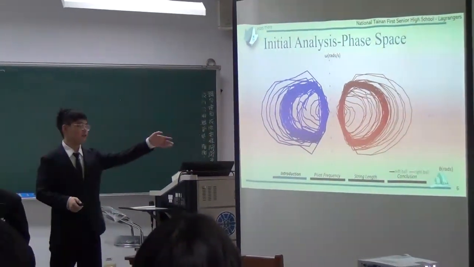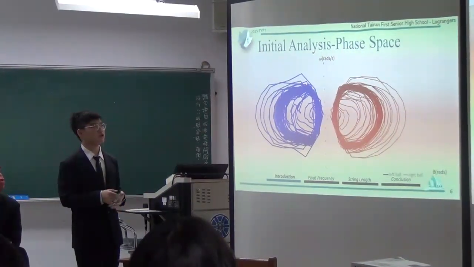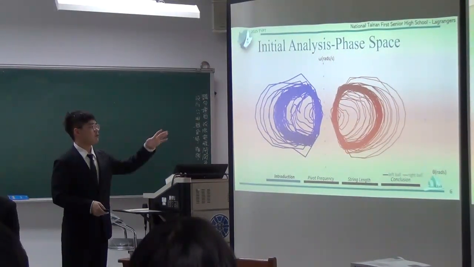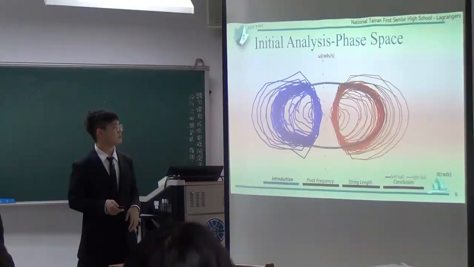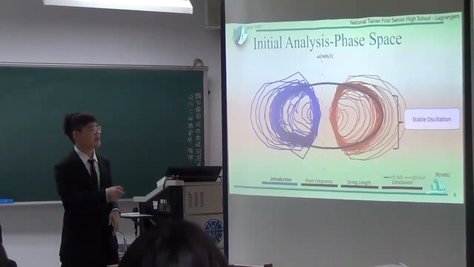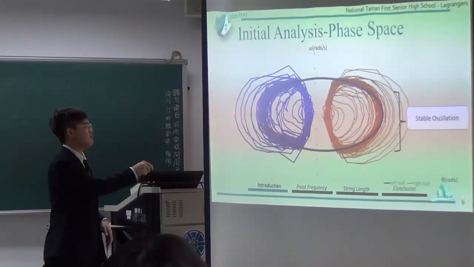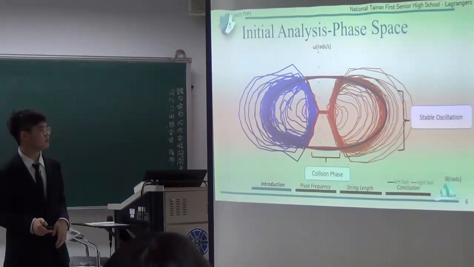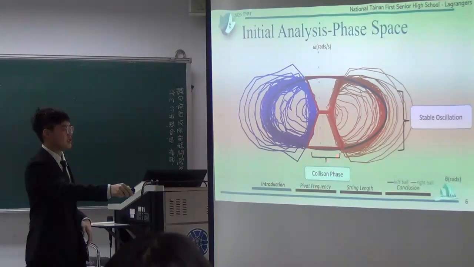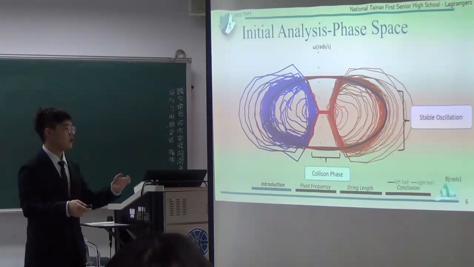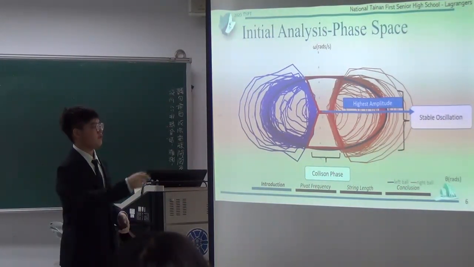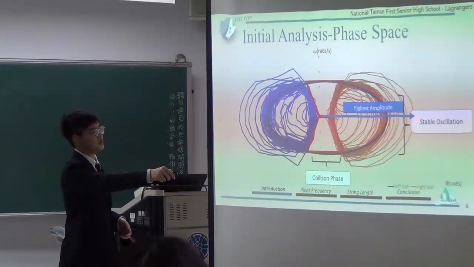So to have a good understanding of the trajectory of the lato-lato, we plot a phase space diagram. Here, we can observe that there is a stable oscillation around here, with the amplitude changing within this range. And this place is the collision phase between the two balls. And through this graph, we can calculate the highest amplitude at this point.